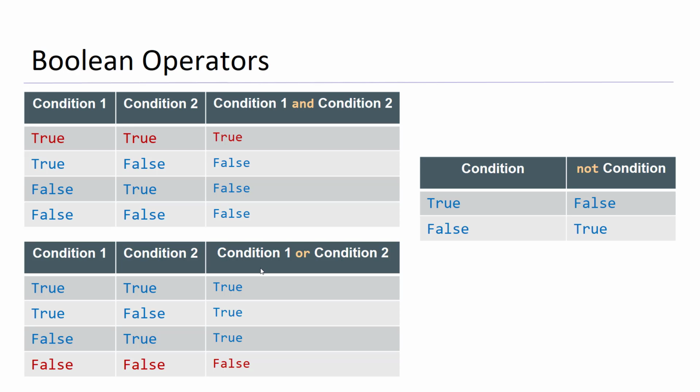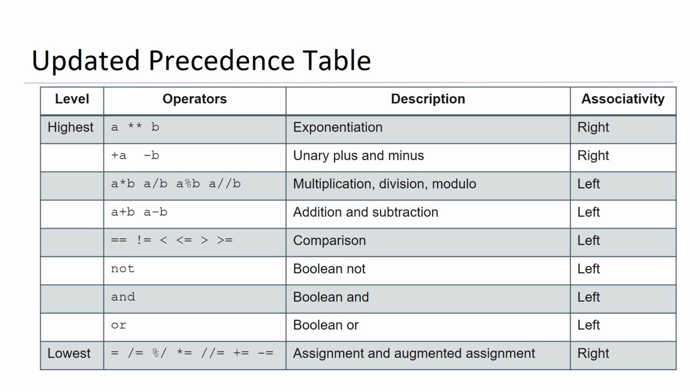Unlike the Boolean AND and the Boolean OR, the NOT operator only takes a single operand, and it returns the complement of the current Boolean value. That is, if the value is true, then the NOT operator will modify it to false, and vice versa. Now we have seen some additional operators. Here is once again the updated precedence table.